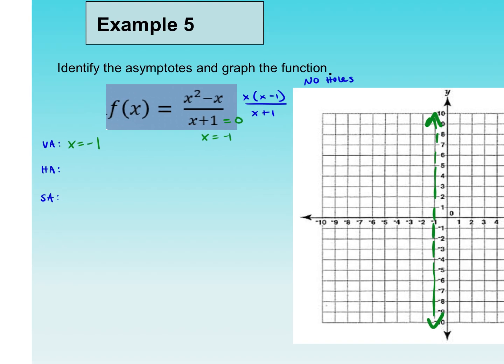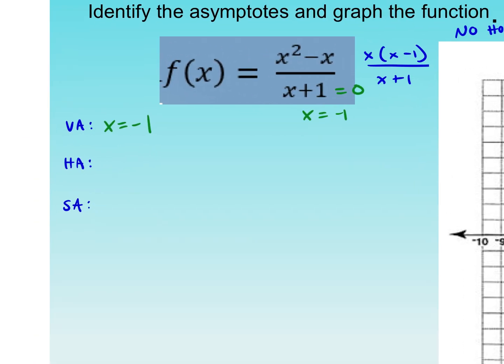Next, what would our horizontal asymptote be? If the degree of the numerator is higher than the degree of the denominator, what's our horizontal asymptote? None. Our numerator is 1 degree higher than our denominator, so we've got a slant asymptote. How do we find the slant asymptote? Long division. Here, since our denominator is x plus 1, you can do synthetic division. I'm going to do long division just so we can practice, because it's not always going to be the case where you can use synthetic division.